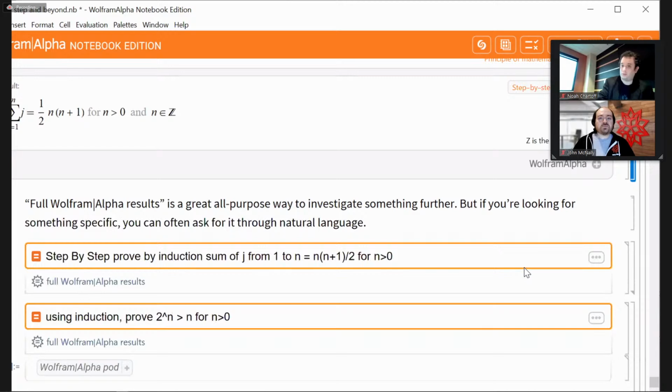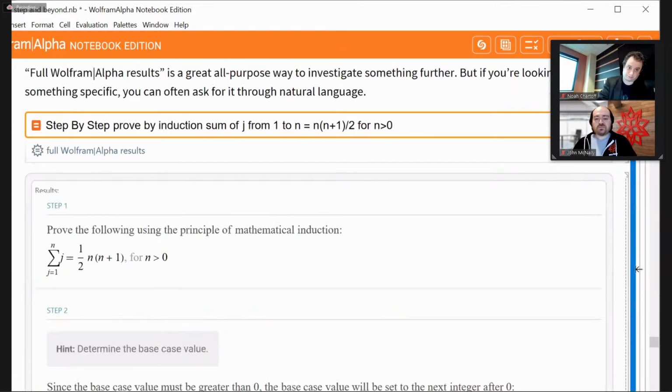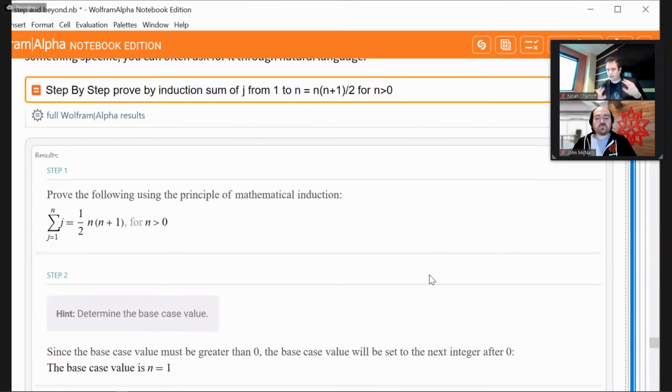But also, since I happen to know they were available, you could just write that in the first place. Knowing that's what you're after, you could write in step-by-step, prove by induction that this is true. By the way, induction is something that is a formal method of proof.